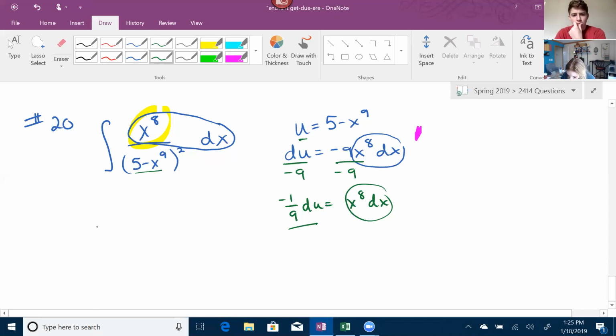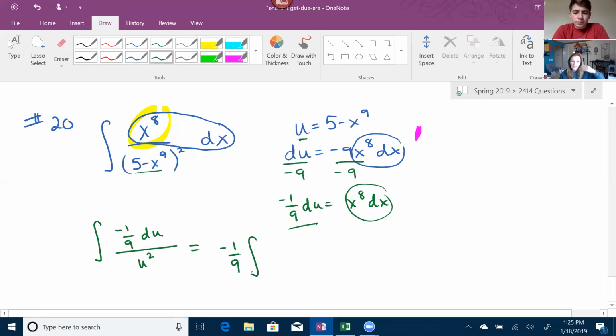So I'll do exactly that. It's x to the 8 dx, which becomes negative 1/9 du, divided by u squared. I normally wouldn't write that; it's kind of an intermediate step. What I would do is pull that negative 1/9 out in front, because it's just a constant and tags along. And a lot of times du over u squared is prettier written as u to the negative 2 du.